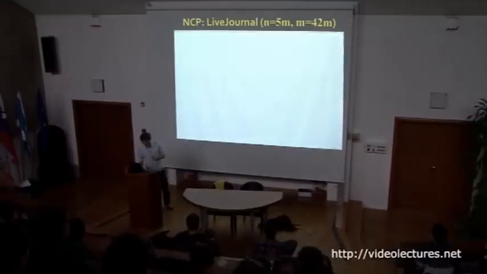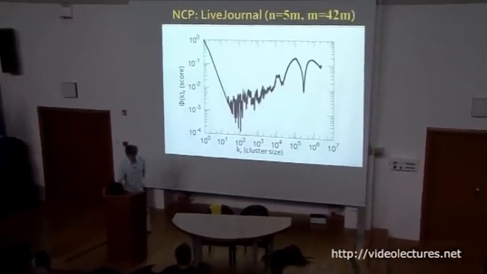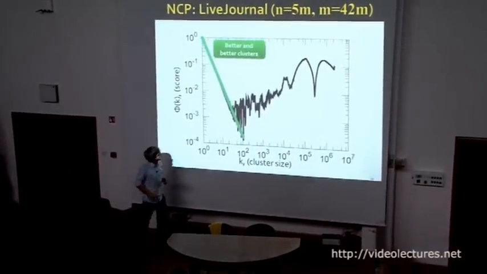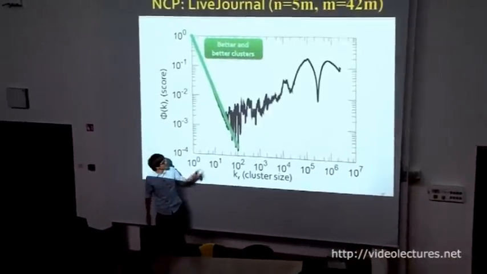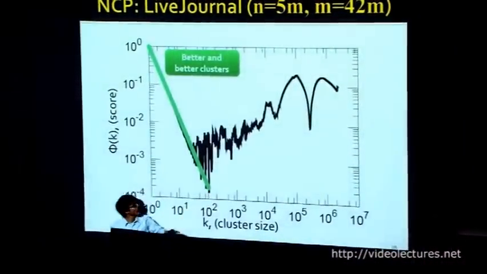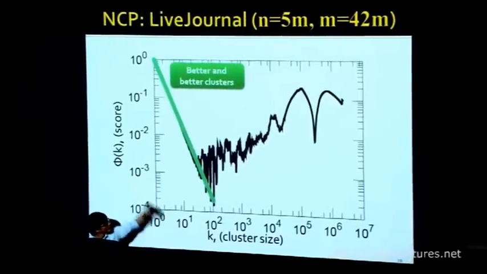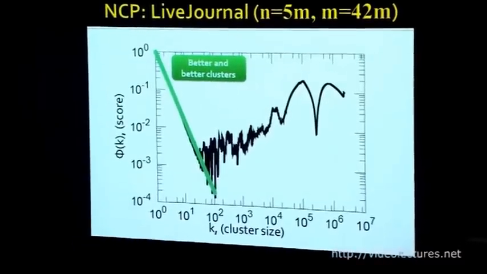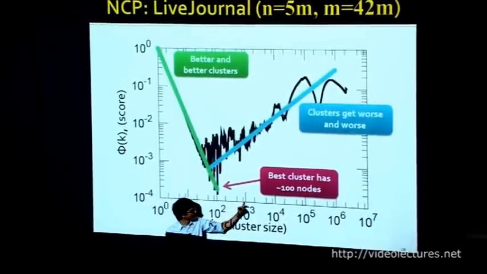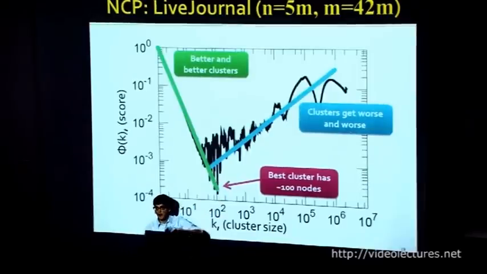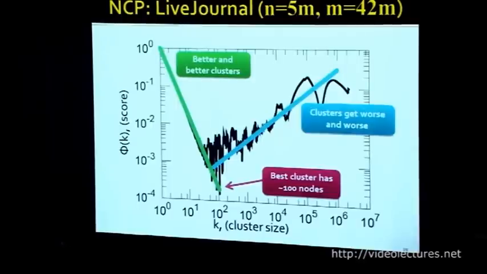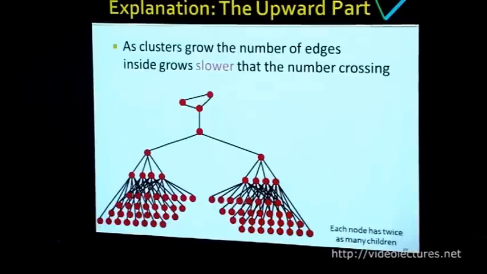OK, so going back to my LiveJournal example, the curve goes down and goes up. The question is, how should I understand this? The way to read this is that as clusters grow from small size to, let's say, around 100, they get better and better, so the curve goes down. But then at some size my clusters start getting worse and worse. If I want a cluster of 1,000 nodes, it has very bad quality, worse than something of small size. So now the question is, what does this tell me about the structure of the networks?